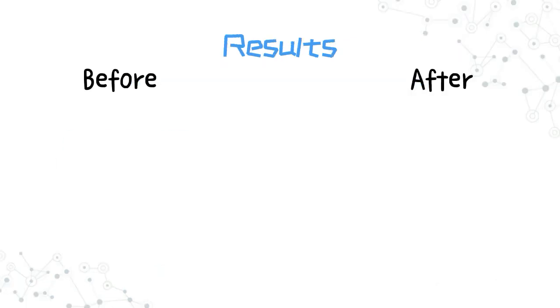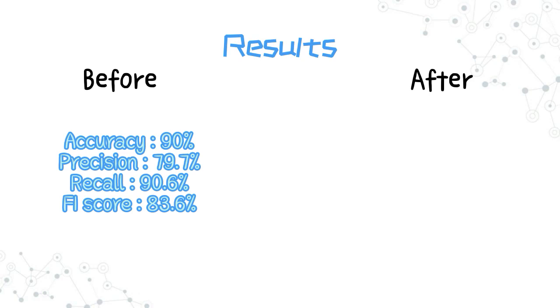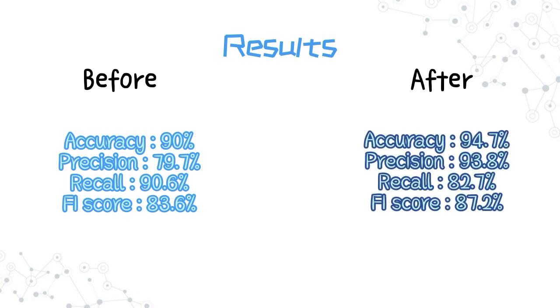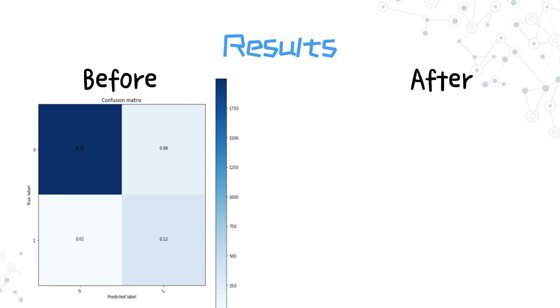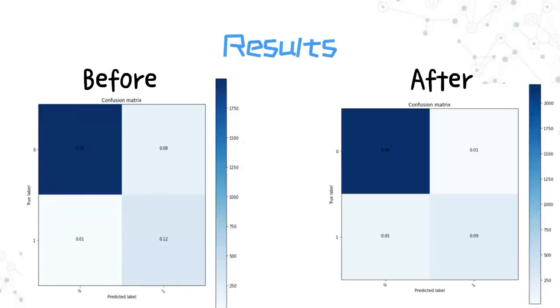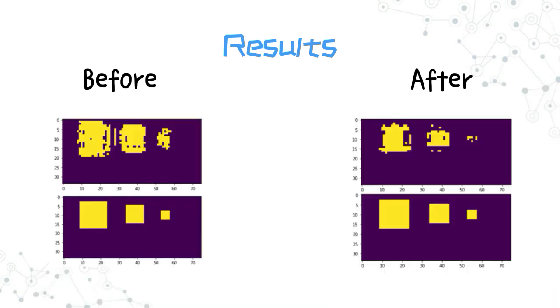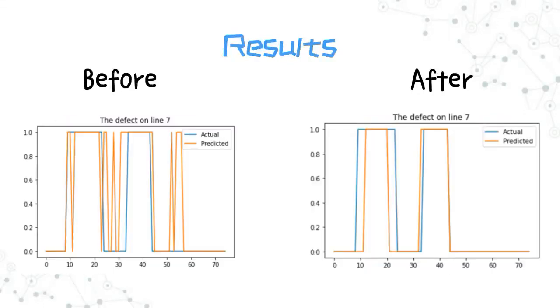So, the result of the employed CNN shows 90% accuracy and F1 score is 83.6%. The result of the employed CNN after tuning shows 94.7% accuracy and F1 score is 87.2%. The confusion matrix before tuning shows 78% for defect-free and 12% for defective. On the other hand, the confusion matrix after tuning shows 86% for defect-free and 9% defective. This is the comparison between the estimated defect size before tuning, after tuning and actual defect size. This is the comparison between the estimated defect size before tuning, after tuning and actual defect size on line 7.